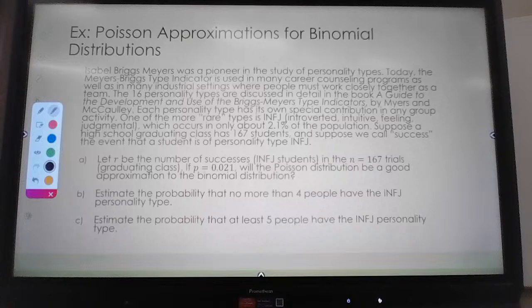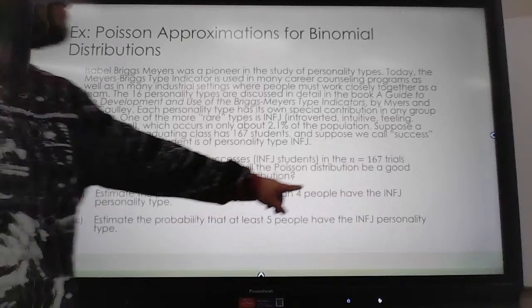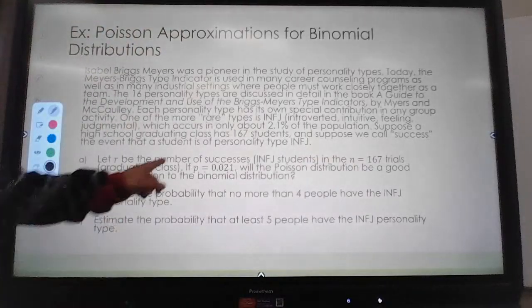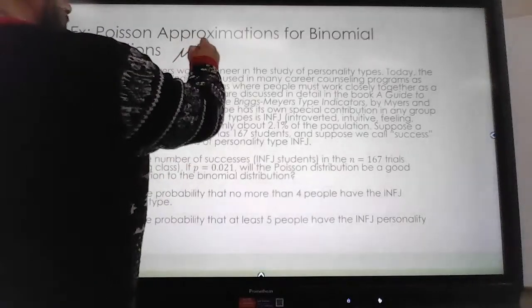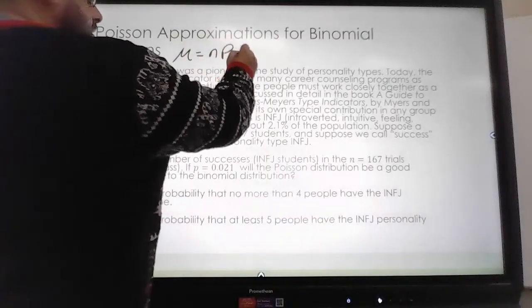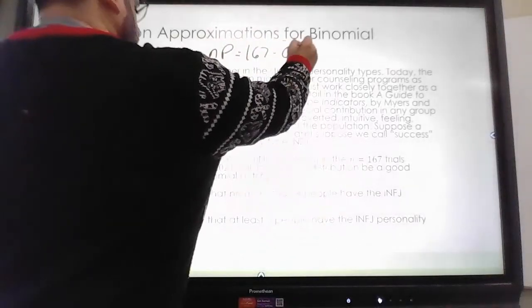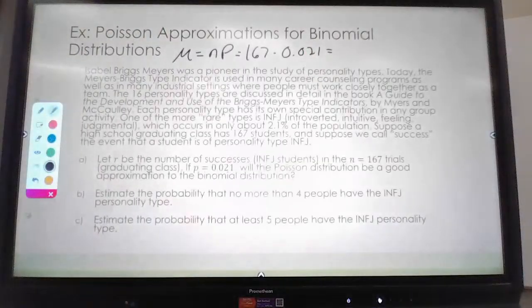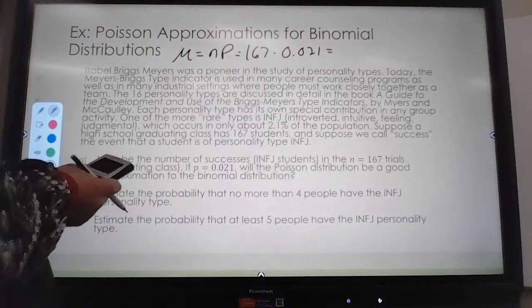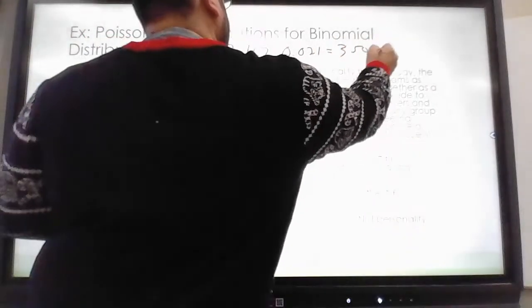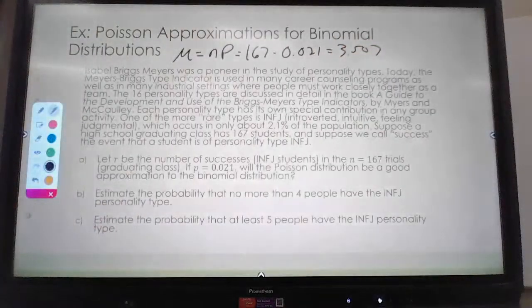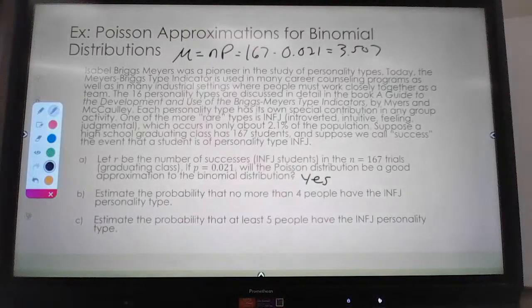So is a Poisson distribution a good approximation? Well, look at the n. It's greater than 100. Look at the p. It's 0.021. I need to find the expected value. Expected value for a binomial distribution is n times p. So that's 167 times 0.021. That's 3.507, which is obviously smaller than 10. So yes, a Poisson distribution is a good approximation to that binomial distribution.